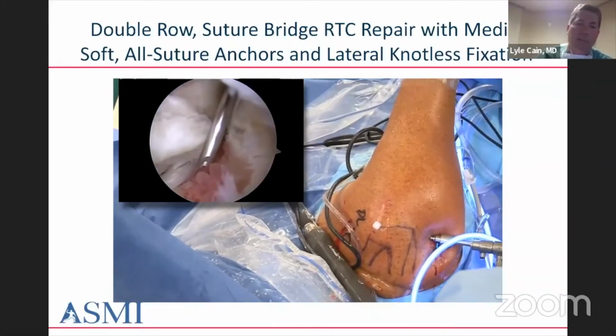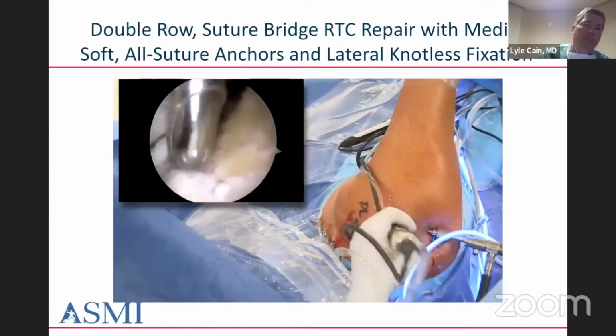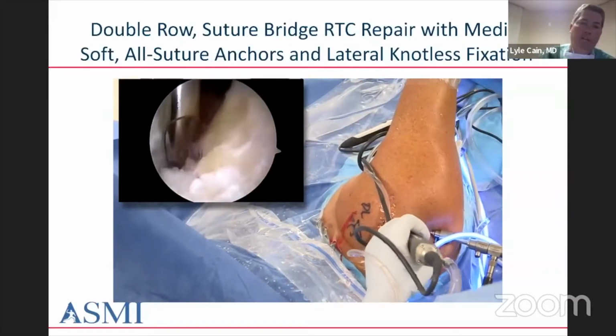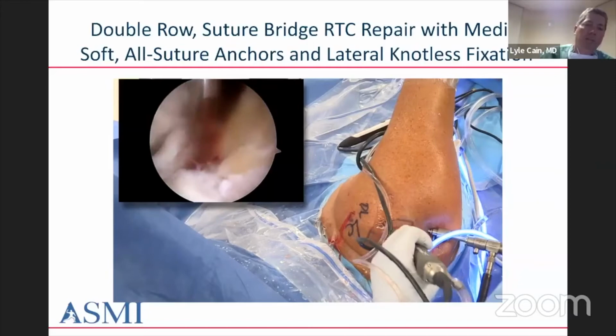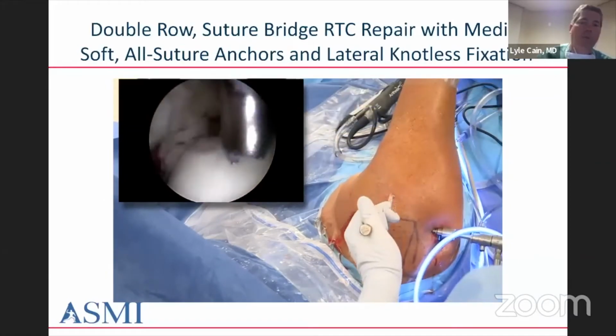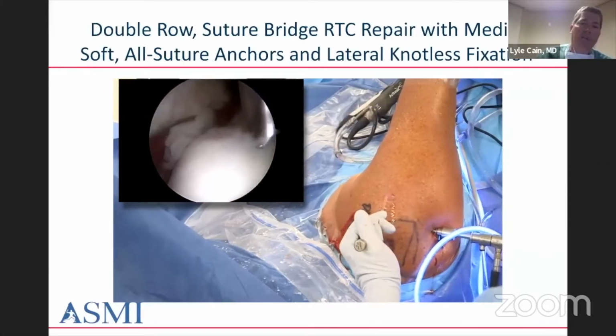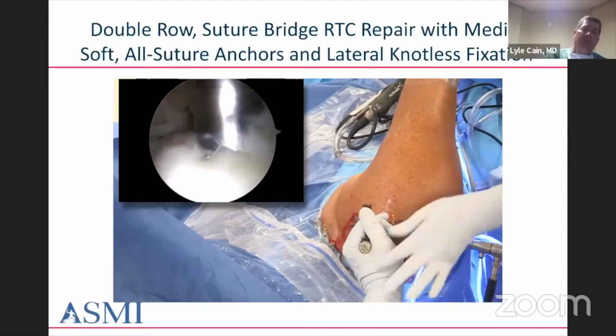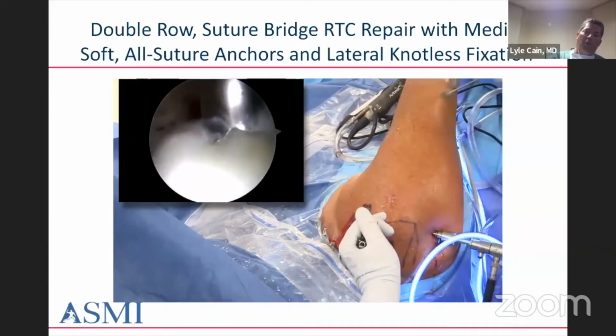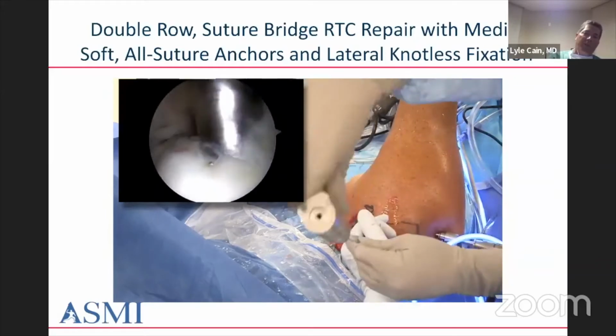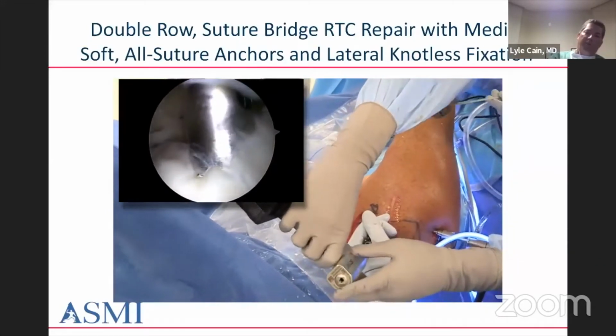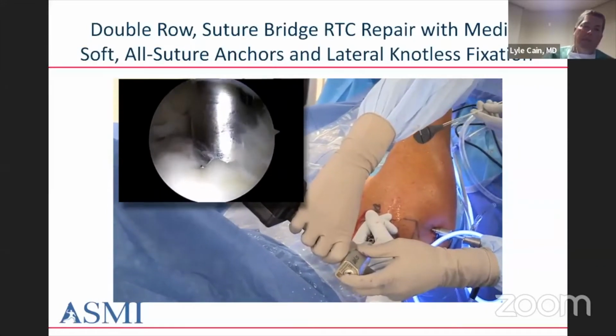Oftentimes I'll look back inside the glenohumeral joint. This is something that I know a lot of people don't do, but in some rotator cuff tears, it's really hard to see anchor placement on the articular margin. So I like to put the scope back in the glenohumeral joint and then look inside the glenohumeral joint while I'm putting my anchors in. This anchor is coming in through an accessory portal just off the acromion, which I localize using a spinal needle to make sure it's in the right AP plane. And then I'm going to put the anchors in.